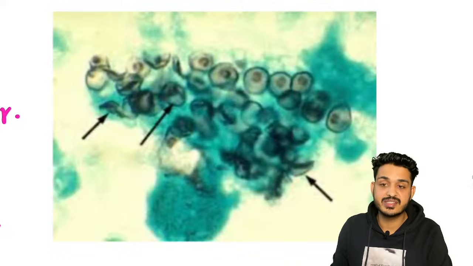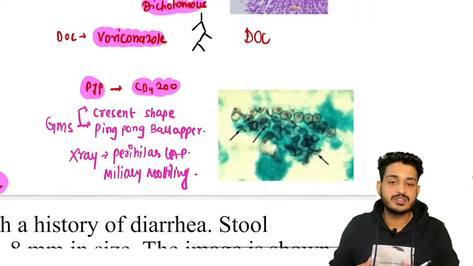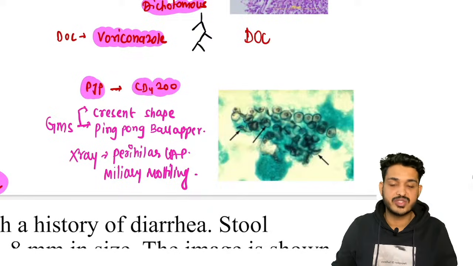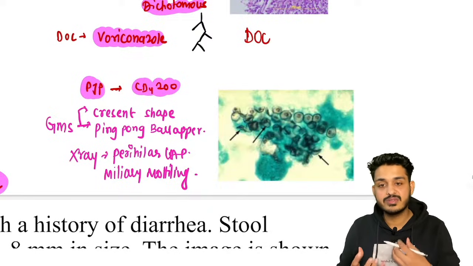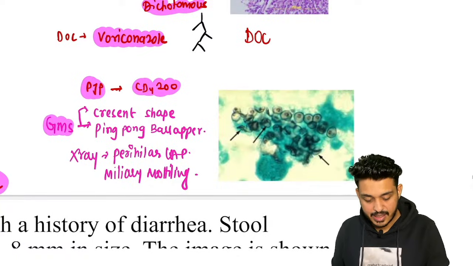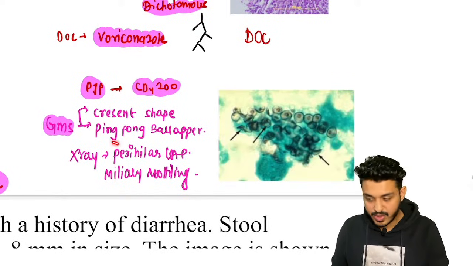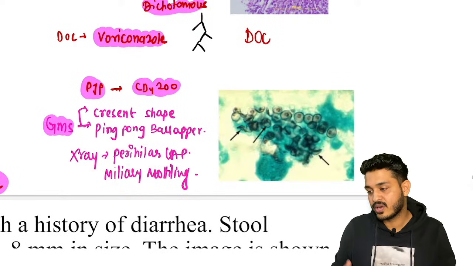This is a crescent shape, and these cysts look like a ping pong ball, and this sample is going to be what? Bronchoalveolar lavage, right? We are entering into the bronchus and taking it out from the bronchus. This is your Gomori methenamine silver stain, right? Crescent shape, ping pong ball appearance. On X-ray you are going to find what?